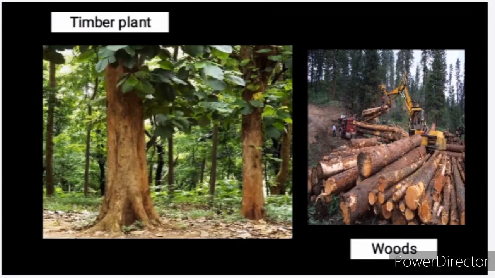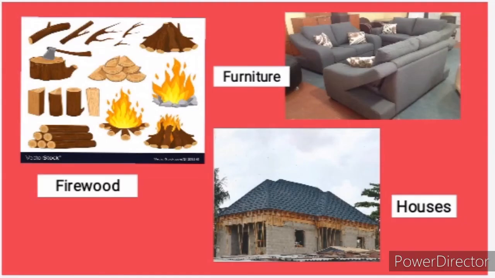From the timber plants we can get wood to make furniture, houses, firewood and pencils. I didn't mention that before. We can also make pencils and tissue paper, lots of things that we can get from trees. Very important. So now let's go over to livestock.